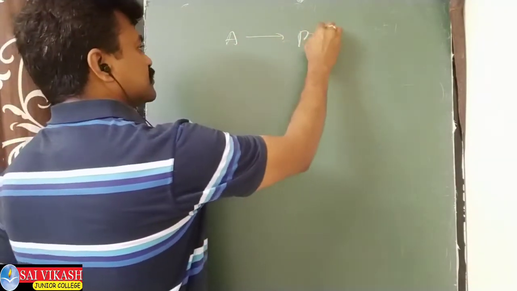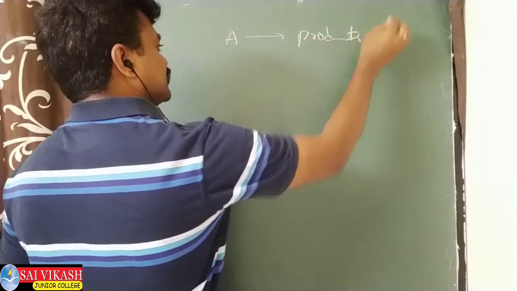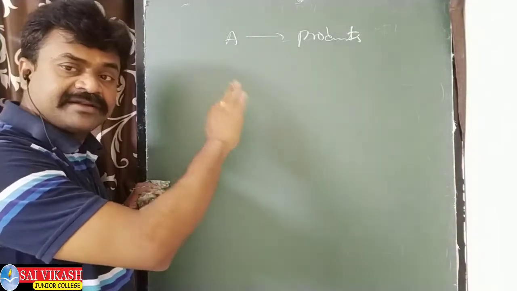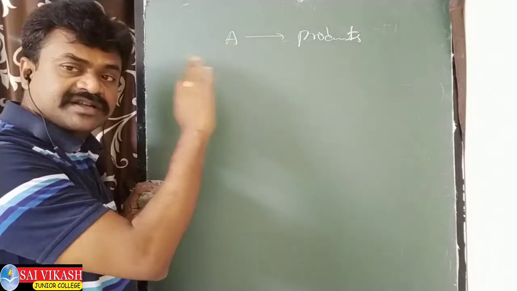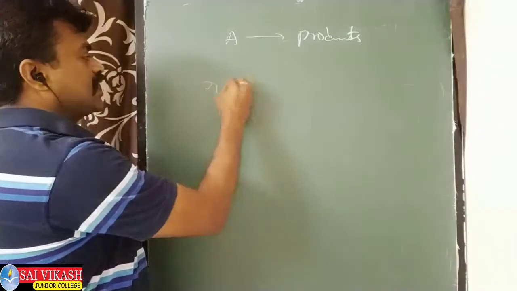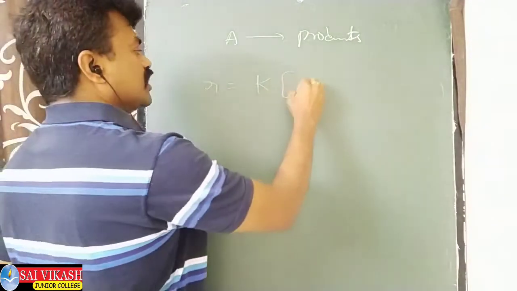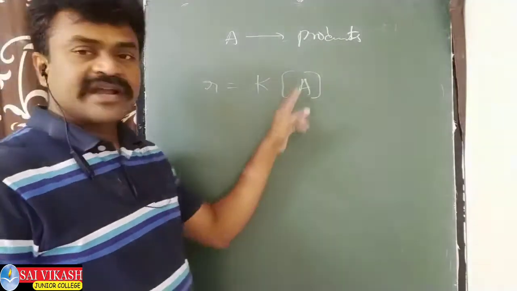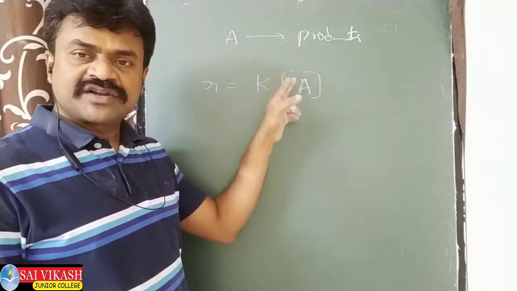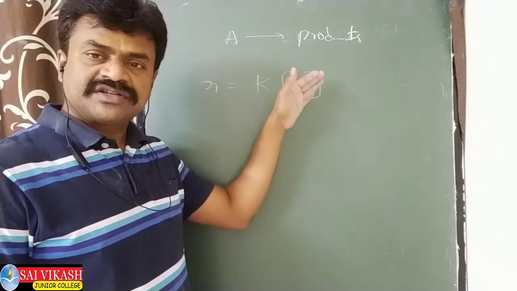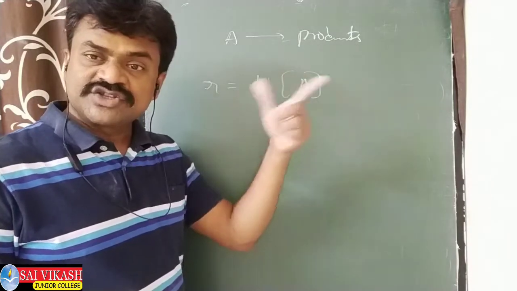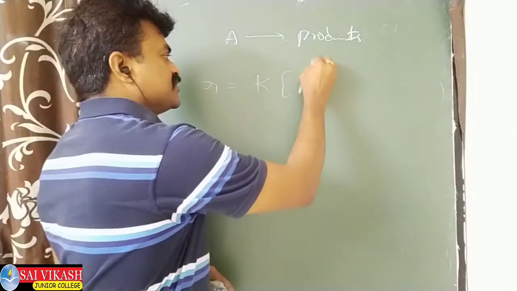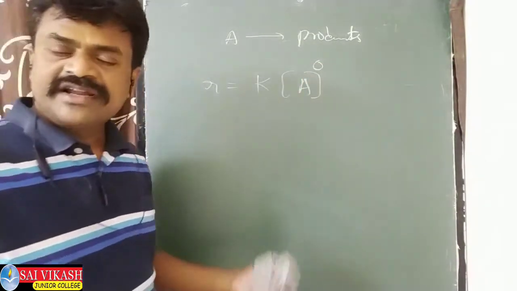Suppose A gives products. For this, let us write the rate equation. If it is the rate determination step, then R equal to K into concentration of A. If you write power 1, first order. If you write power 2, second order. Power 3, third order. But here it is zero order. So which one do we have to write? Power 0. Then only it will be zero order, right?